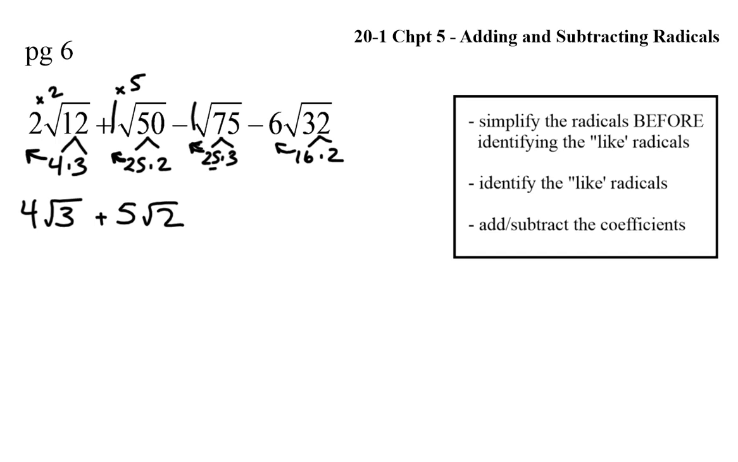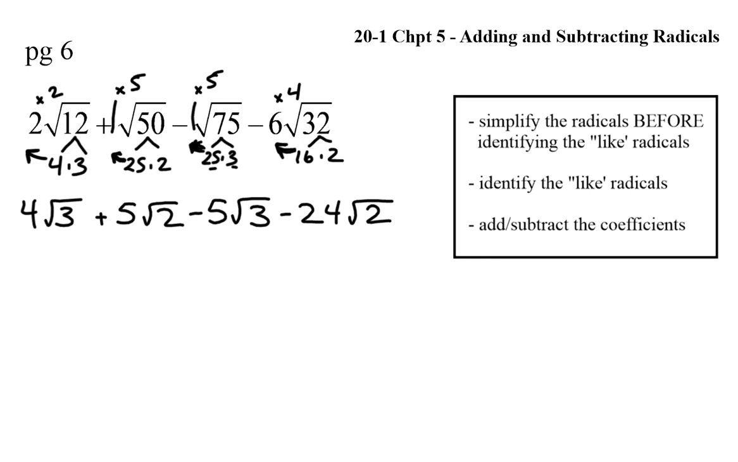25, the 75 is 25 times 3. 25 roots out, becomes a 5. Make sure you multiply the -1 by 5, which is a -5 root 3. And the last one, 16 is going to root out. Root of 16 is 4, so we have to make sure that that coefficient, -6, multiplies by 4, which is a -24, but still with the root 2.